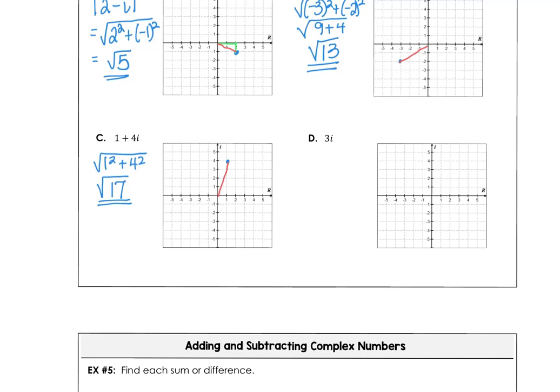And then finally on part D, we want 3i, and just by inspection you can tell that the absolute value is just the length of that y-axis from the origin, so the absolute value is 3.